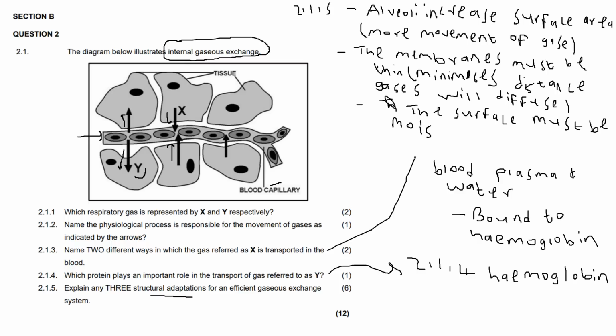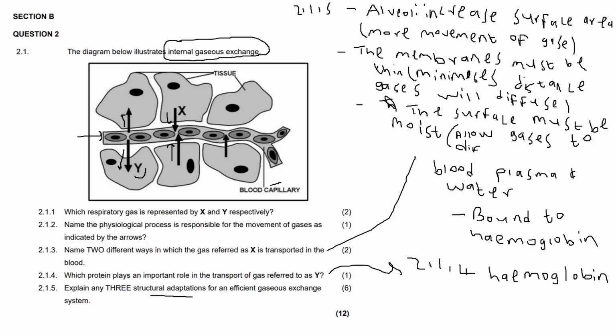So the reason why the surface must be moist is that it will allow gases to diffuse in a moist environment.